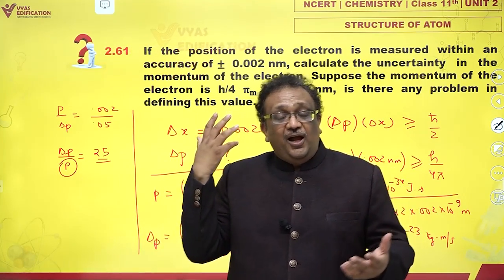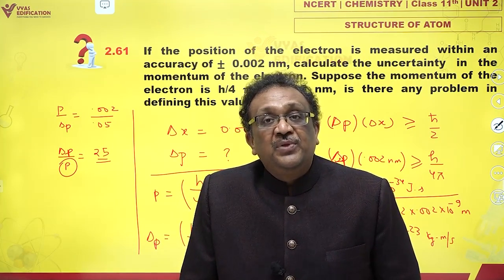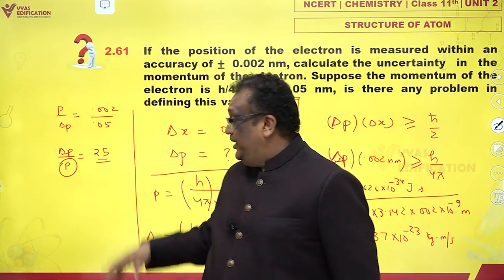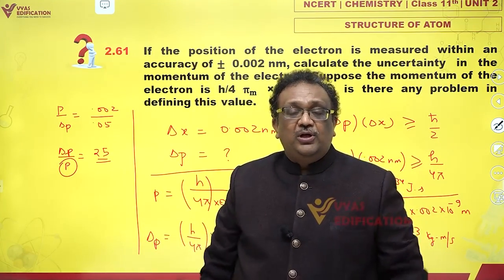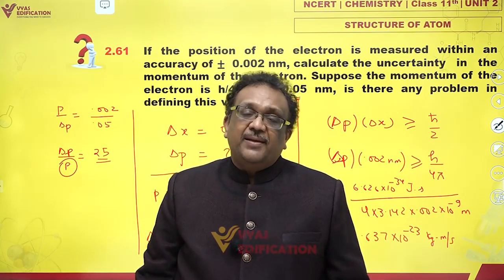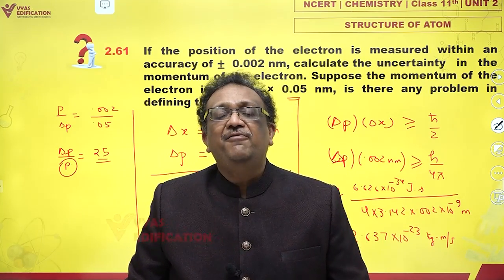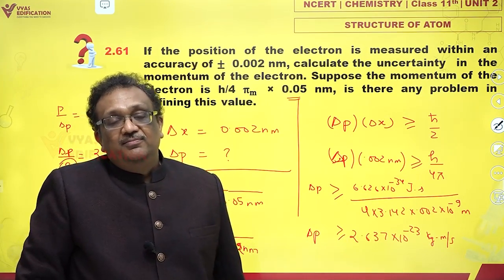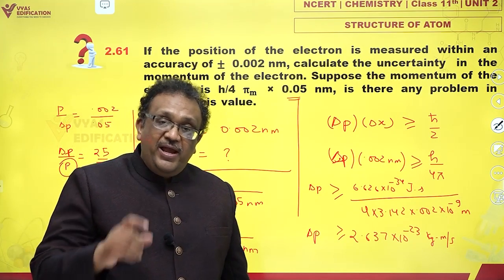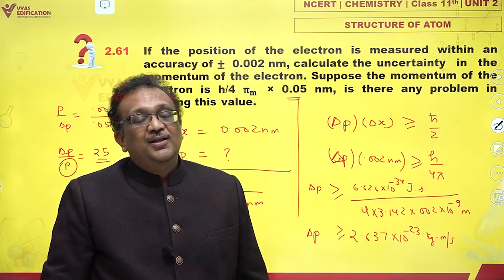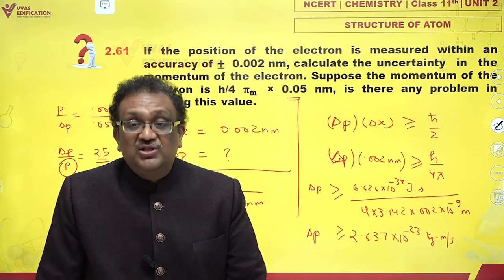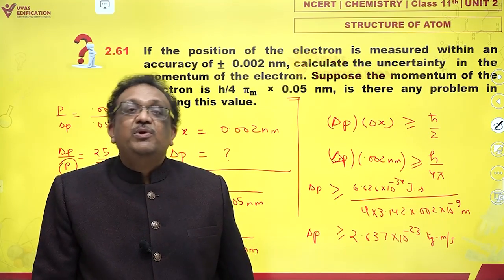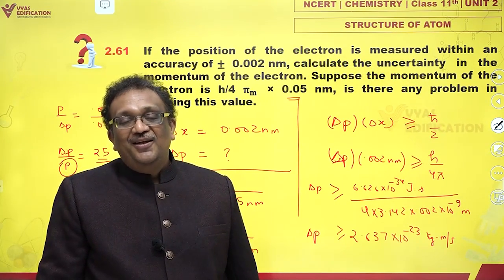But if that is the kind of uncertainty, that momentum may have a certain value but the error in the momentum may be 25 times the actual value, that means the calculation is absurd. That measurement is very, very inaccurate. So is there any problem in defining this value? There is a problem. You have tried to make the position so accurate that the uncertainty in momentum has become absurdly large. So trying to measure momentum is meaningless. That is the problem associated with this measurement.